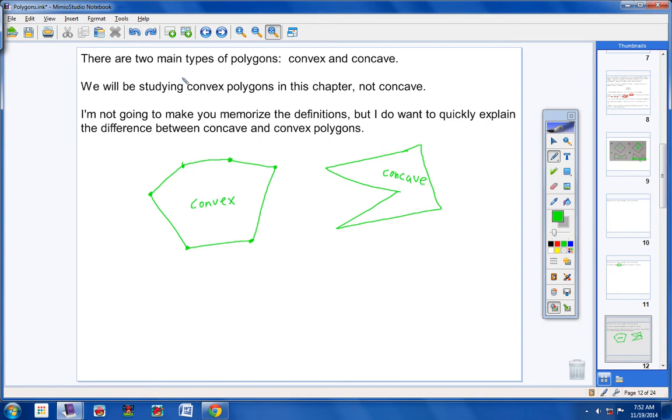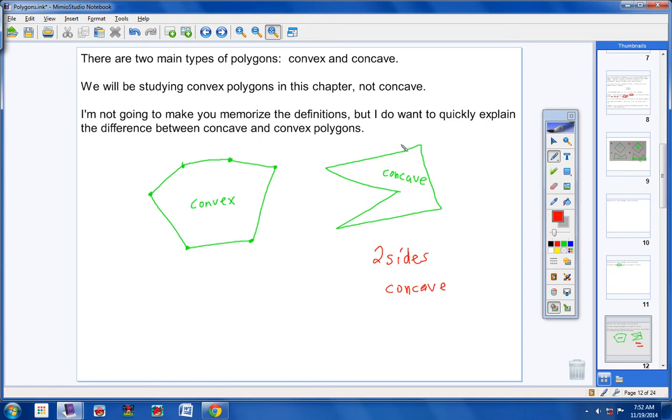So here's the best way to know whether or not you have a convex or a concave. Are you ready for this? Here's the best way to know. If there's anywhere you can draw a line, anywhere, just one place that you can draw a line through the polygon that hits more than two sides, then it's concave. So that should eliminate confusion.